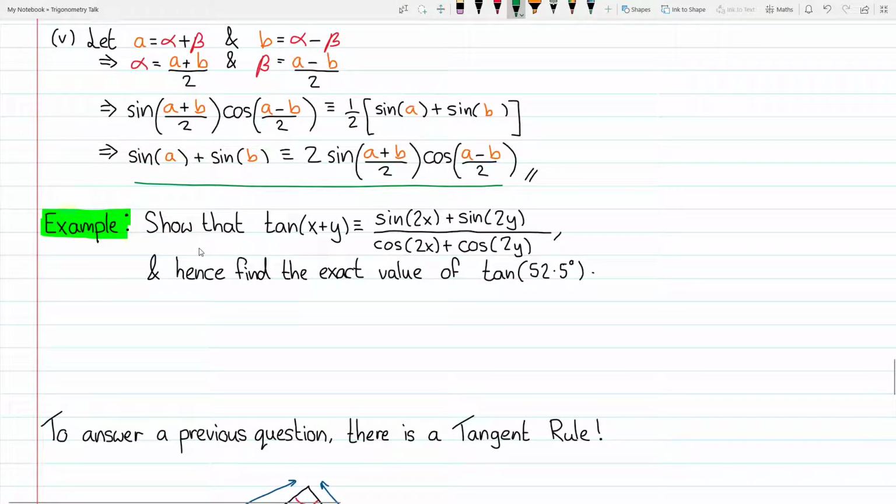Yeah, so we'll finish this talk with this example. We're going to find a double angle formula for the tangent in terms of sines and cosines. And using this, we're going to find the exact value of tan of 52.5 degrees. So how do we prove this? Well, I typically start with the most complicated looking side, in which case we're looking at the right hand side. So the right hand side is here.